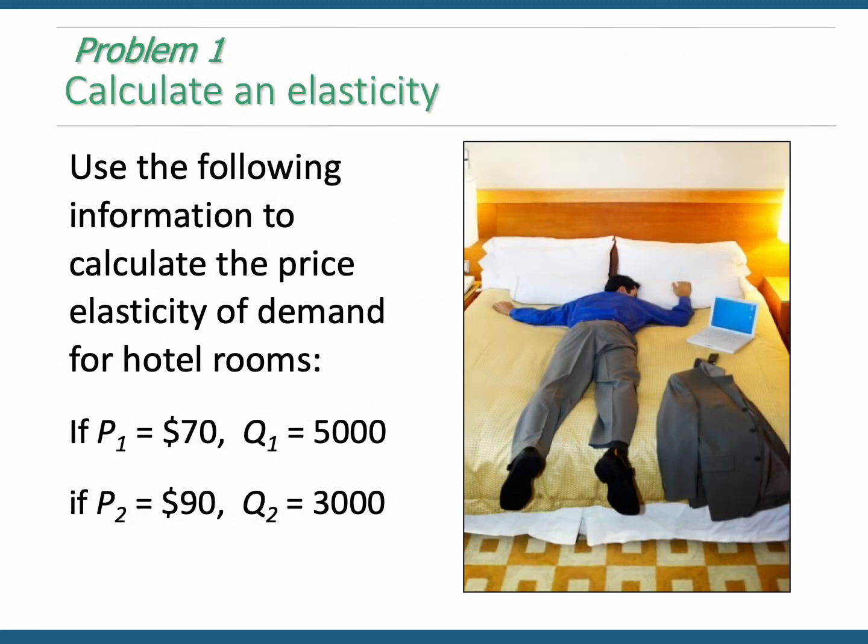Okay, let's see if you can compute this one. Use the price elasticity of demand equation and come up with price elasticity of demand using these values. All right, the price changes from $70 to $90. That makes the quantity demanded go from 5,000 to 3,000. Figure out the percent change in quantity using the midpoint formula. That's in the numerator. Then figure out the percent change in price using the midpoint formula. That goes in the denominator. So pause the video right now, get a piece of paper out, and see if you can compute price elasticity of demand.